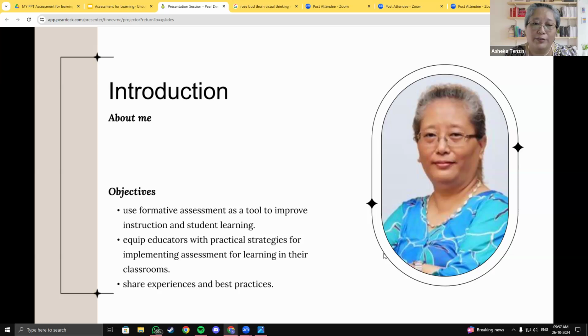Let's go to the objectives of today's session. There are three main objectives. The first one is how you can use formative assessment as a tool to improve instruction and student learning. Along with this objective, I will also share some practical strategies for implementing assessment for learning. In addition, I will make use of certain visual thinking routines, so you may use these in your classes. And we will be sharing experiences and best practices during this session. So it is going to be an interactive session.